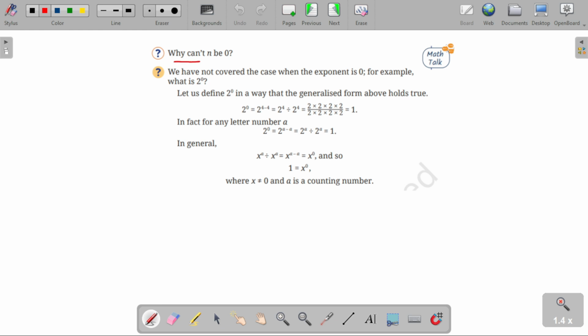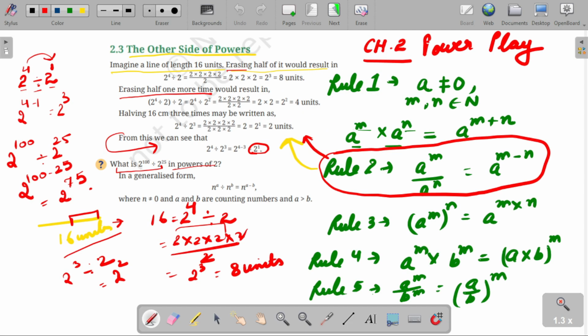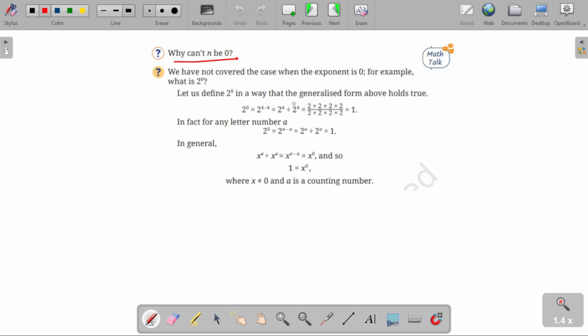Why can't n be 0? Now see, they are expressing the exponent, and they are talking about this. Here I have taken a not 0, but they are now talking about n. We have not covered the case when the exponent is 0. For example, what is 2 raised to power 0?